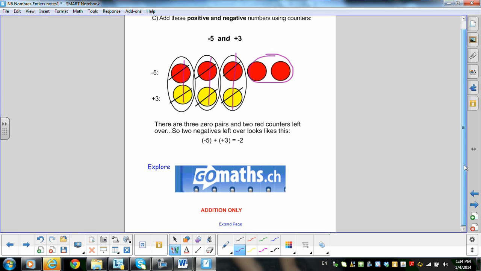You can use this website. I think it's Go Math. It's French, but you can use it for just the answers or just the questions. Go Math with an S dot ch, and you can just practice your addition only if you wanted to go to that right now. There's more questions that you can use to practice.